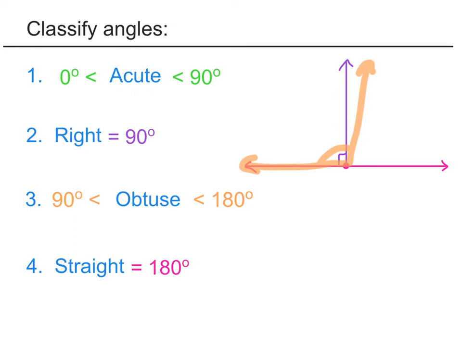Acute angles are your tiny little angles between 0 and 90. If it hits exactly 90, it's right. An obtuse angle is when it's a little bit bigger than 90, but not a full 180 yet. And a straight angle is 180 degrees.